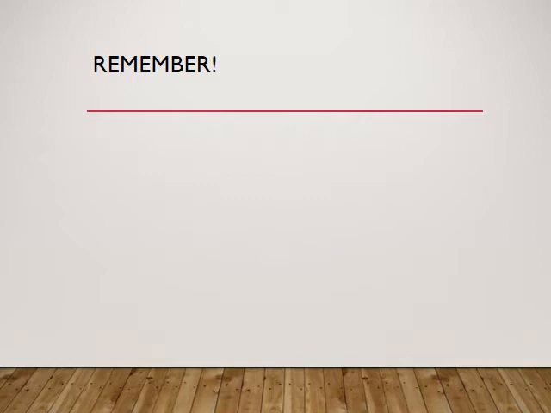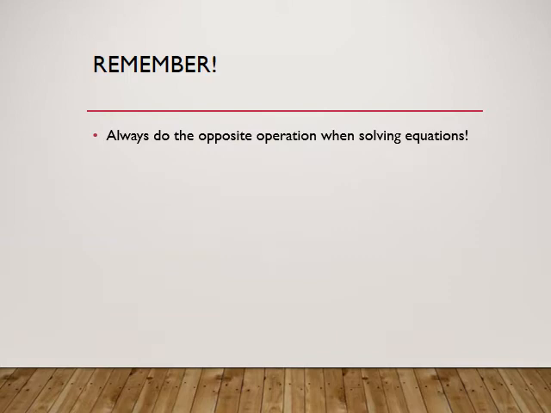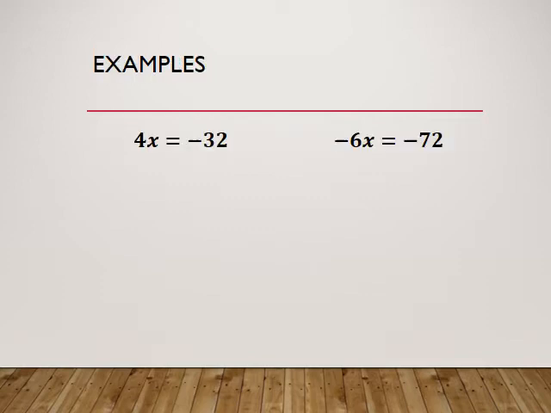Remember, when you are solving an equation, always do the opposite operation. Always, always, always. So if you're multiplying, you need to divide to solve it. If you're dividing, you need to multiply to solve it. So let's look at a couple of examples.